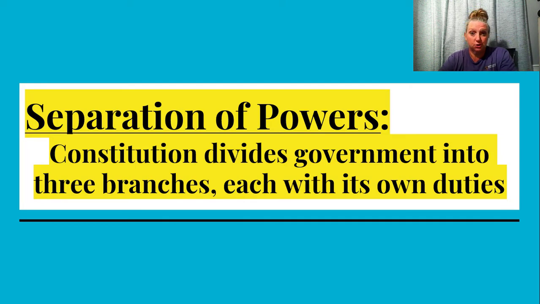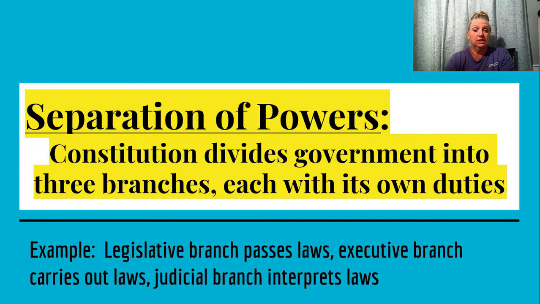And then the judicial branch is the interpretation and application branch. So they're going to take the laws that have been passed by the legislative branch and apply them to cases that come before them, regardless, from the lowest federal court all the way up to the Supreme Court. So an example of this is the legislative branch passes laws, the executive branch carries out laws, and the judicial branch interprets laws.